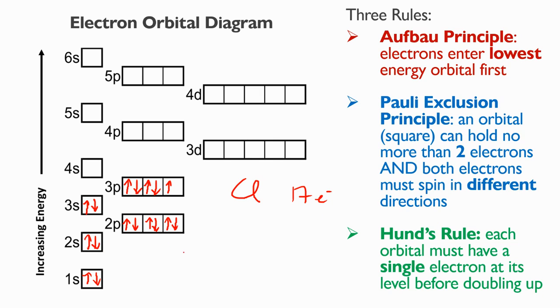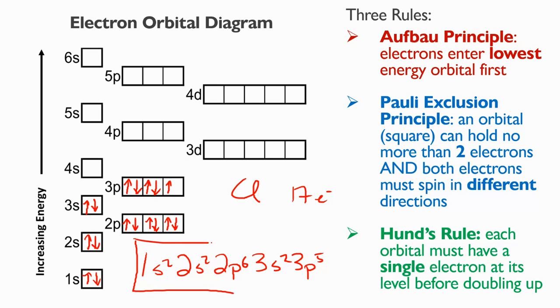I've allocated them correctly. Now I write the notation. So I'm going to have 1s2, 2s2, 2p6, 3s2, and then how many are my 3p? 1, 2, 3, 4, 5. So 3p5. And now I am done. I have written my electron configuration for chlorine. That is it. This is, in a sense, my fingerprint for chlorine. This is chlorine's fingerprint of where all of its electrons are.